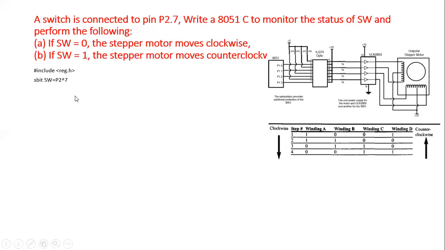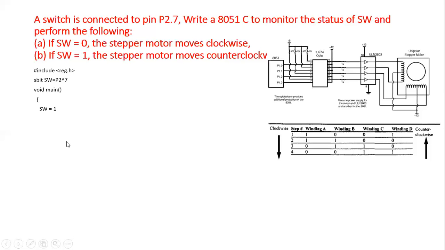After doing this, we specify the main function of our program. So in the main function, what do we do first? First, we configure this particular pin to be in input mode. How do we do it? By setting this SW to 1.